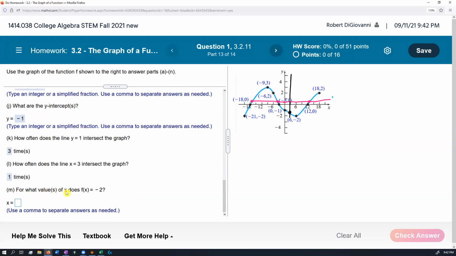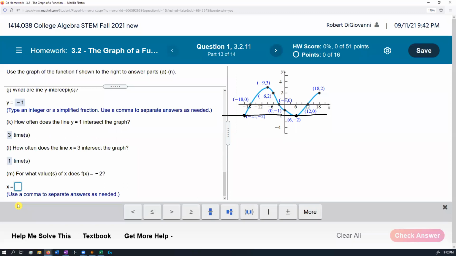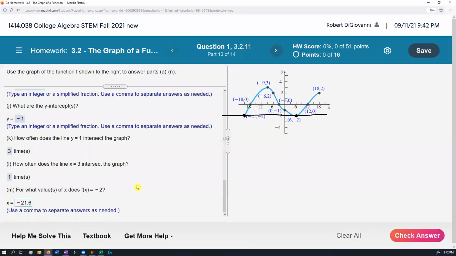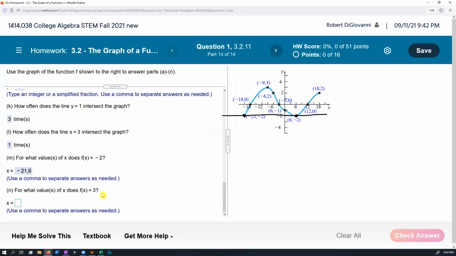For what value or values does the function equal negative 2? The way I look at this is, here's negative 2 on the y-axis. We want to know when the graph achieves that value, negative 2. It looks like it hits here and here. So for x values, it looks like at negative 21, and when x is 6. All right, for what value does the function equal 3? I'm going to go up to 3 here. Looks like only once right here, and that's when x is negative 9.